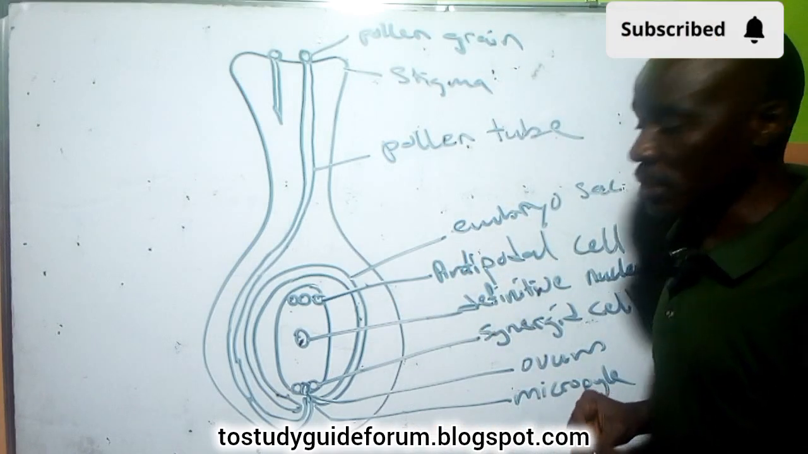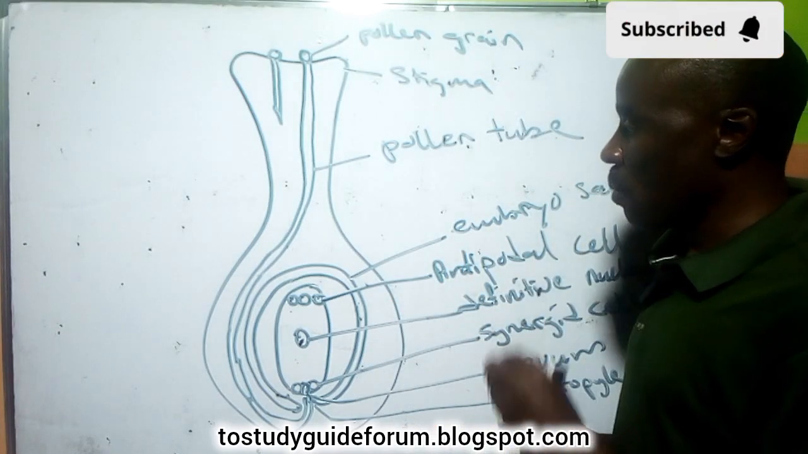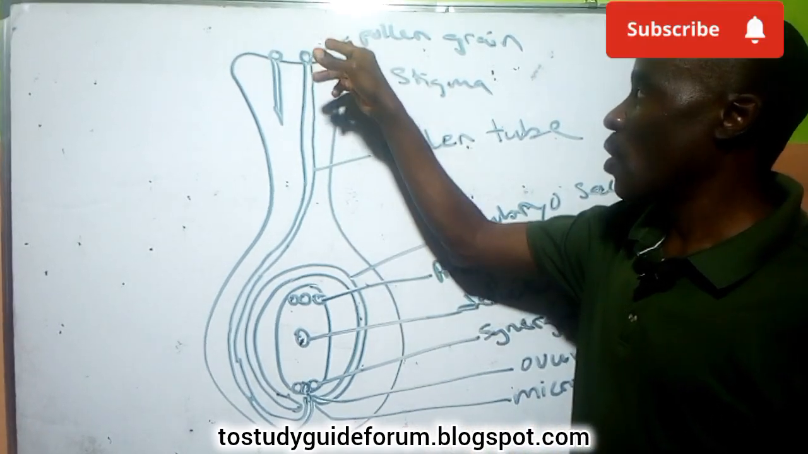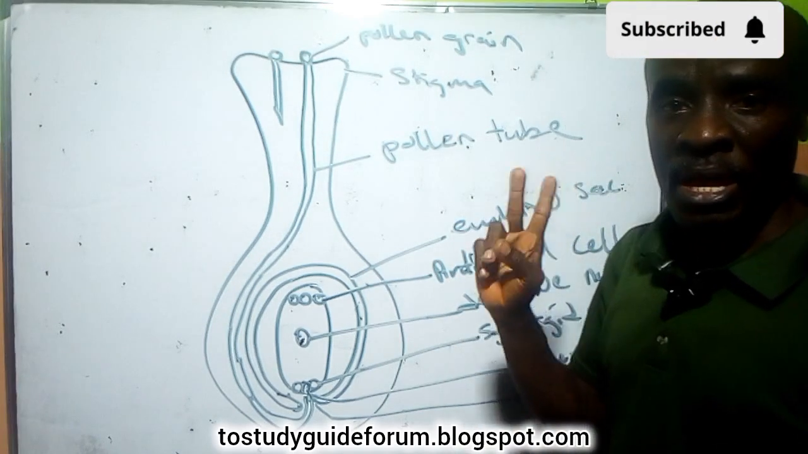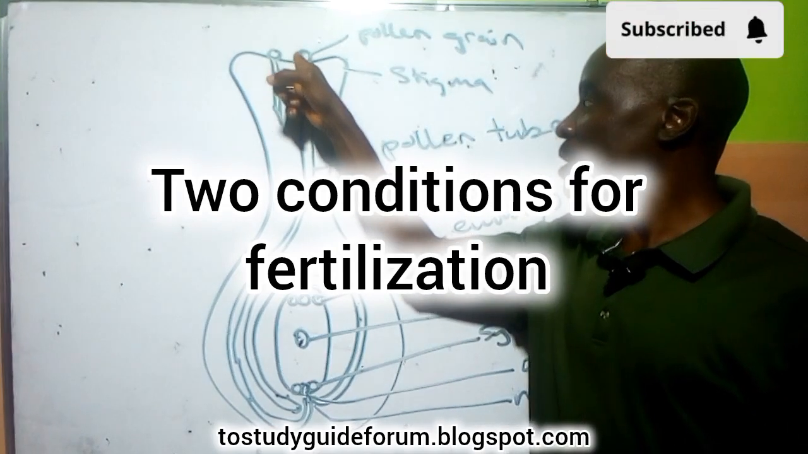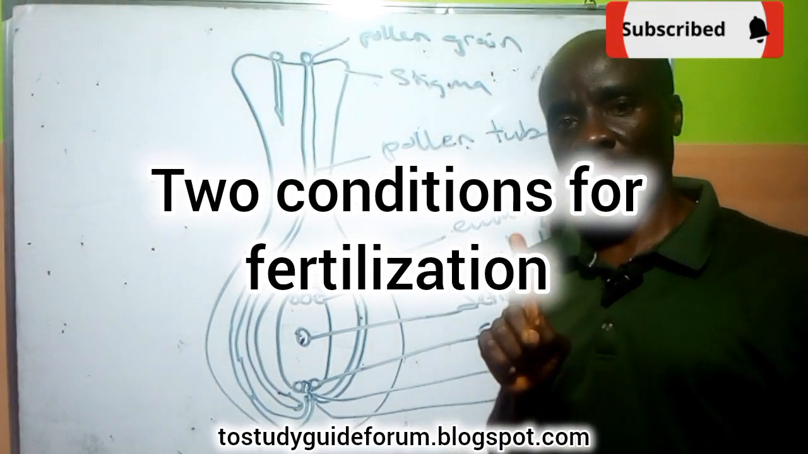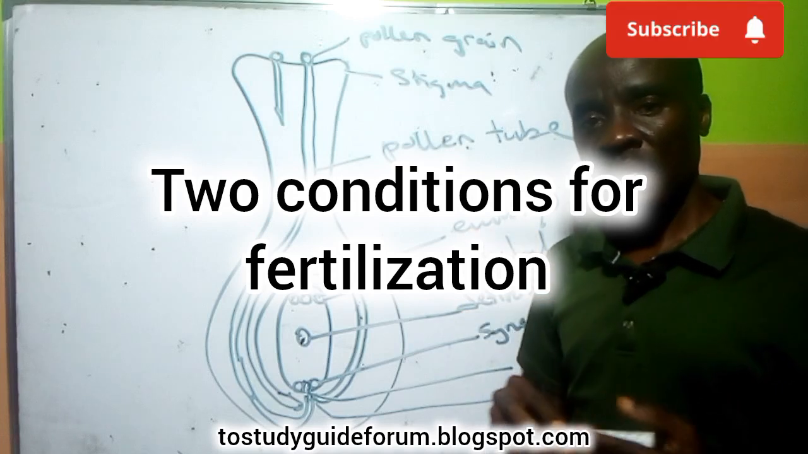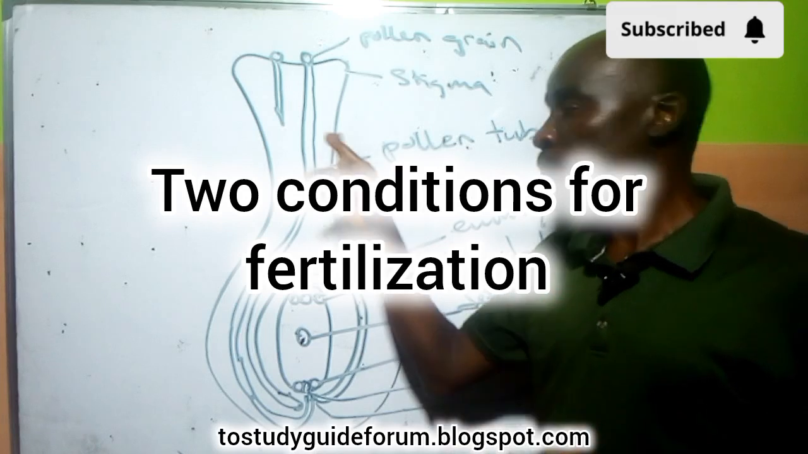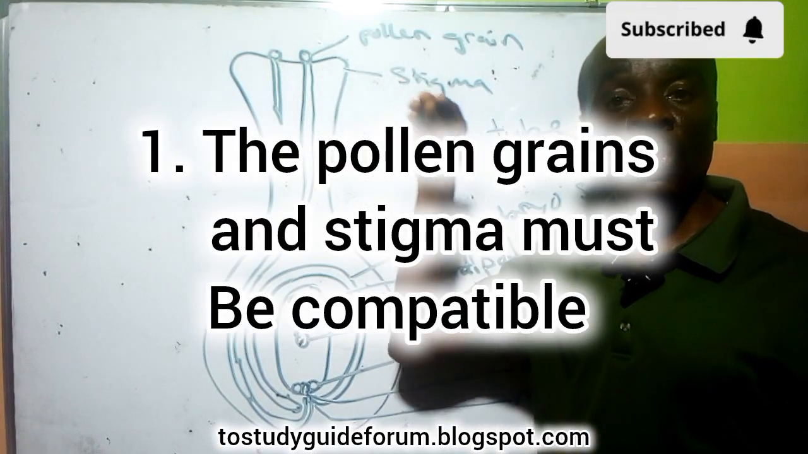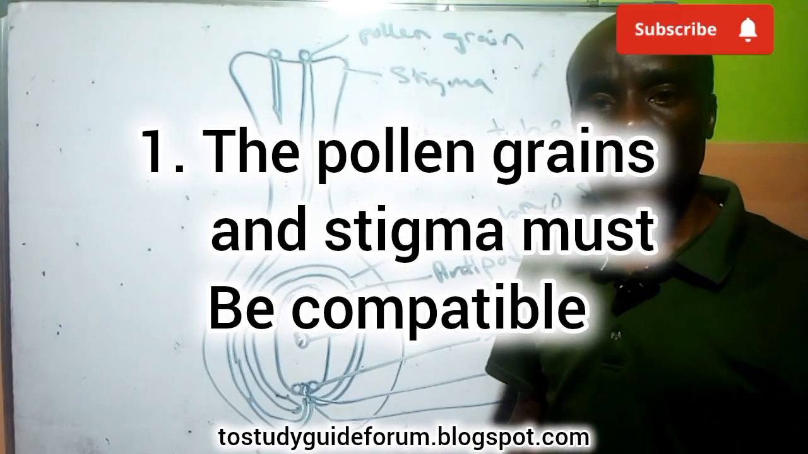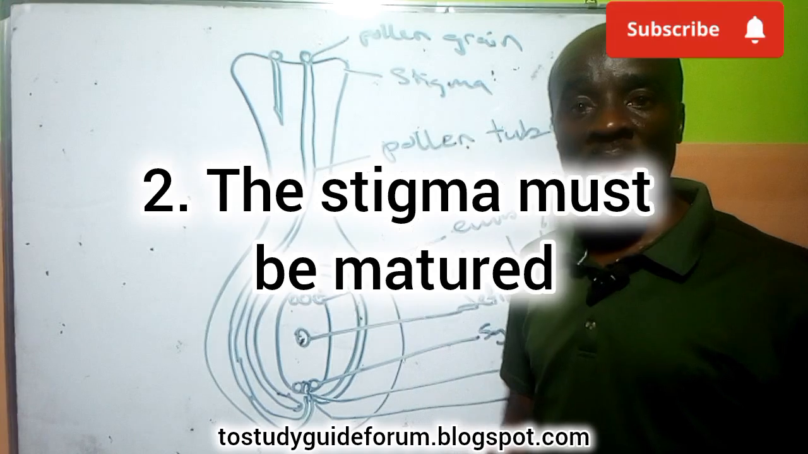Now note something that you should take away here. Before this fertilization will take place, two things must happen. One, the pollen and the stigma must match. If they are not compatible, the pollen will not germinate. The second thing is that the stigma must also be matured. If it's not matured enough, nothing will ever happen.